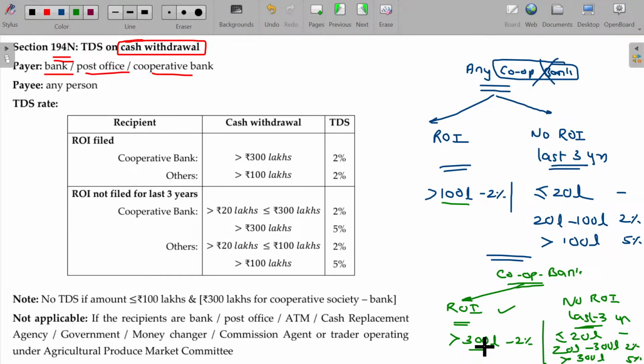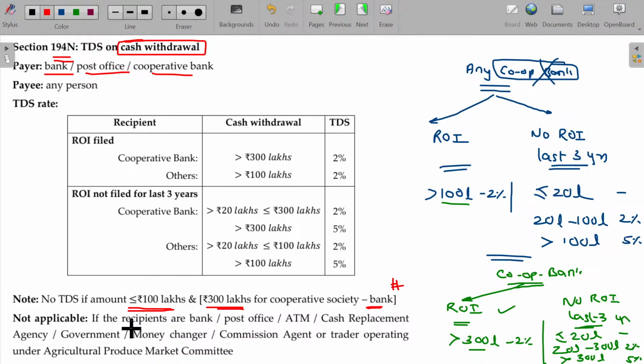Even if a cooperative bank withdraws from another bank, of course, for them also TDS is applicable, because during the demonetization, lots of forgery happened routed through these cooperative banks only. Cash demonetization happened. At that time only, cooperative banks helped to convert the cash into money. Right. No TDS if amount is less than or equal to 300 lakhs for cooperative bank or society, or 100 lakhs for a bank. Already I told you. This small information, you can keep in your mind.